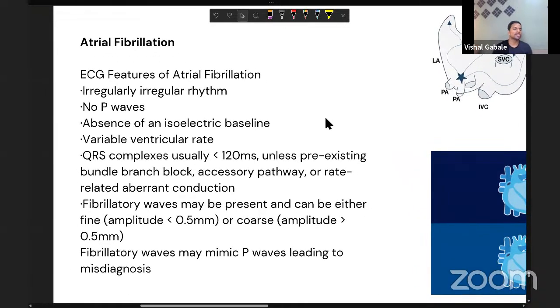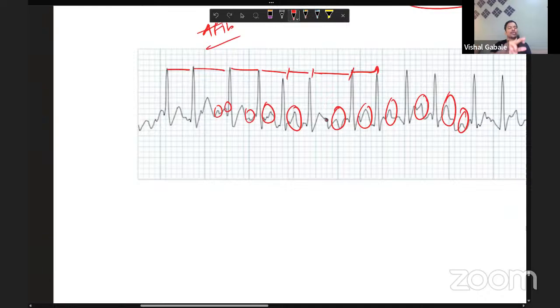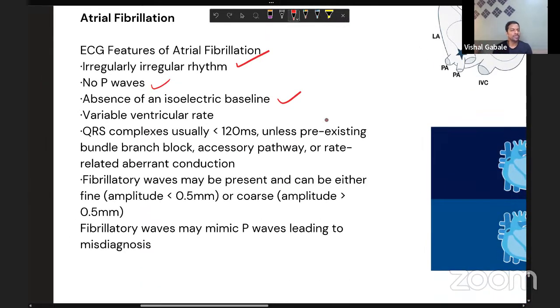So what are the ECG features of atrial fibrillation? The first one is irregular, that you know. There are no P waves, that you know. Absence of isoelectric baseline. You can see it is completely not isoelectric, right? Then it has variable ventricular rate. Then QRS complexes are less than 120 milliseconds.